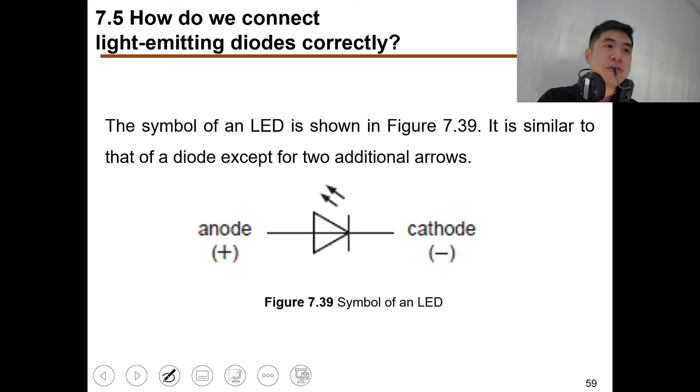So here, the LED symbol, with a question. The direction like that, or like this, can or not? Or like that, can or not? Whichever direction can. Actually, just make sure the arrow is pointing outward, then it's fine already.